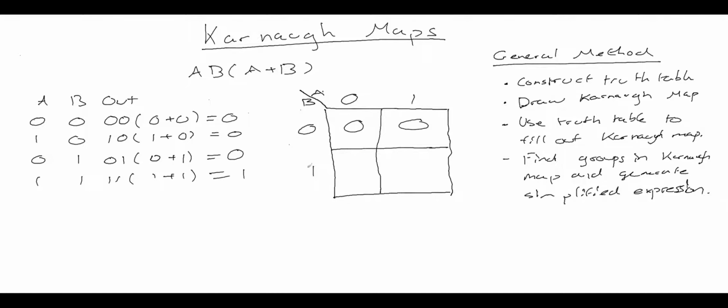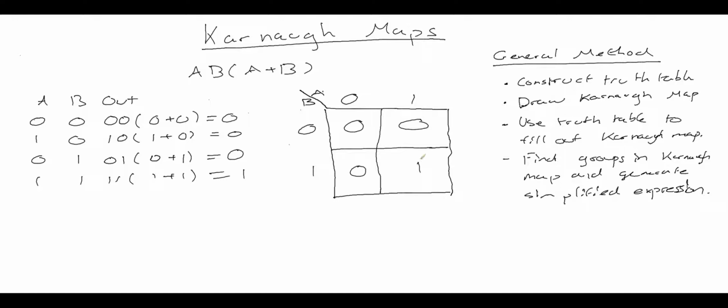A is 0 and B is 1, and when A is 0 and B is 1 in my truth table, the output is 0, and then in the last cell the output is going to be 1. Then what we need to do is move on to finding groups in our Karnaugh map and generate a simplified expression. And what I mean by groups is groups of 1.